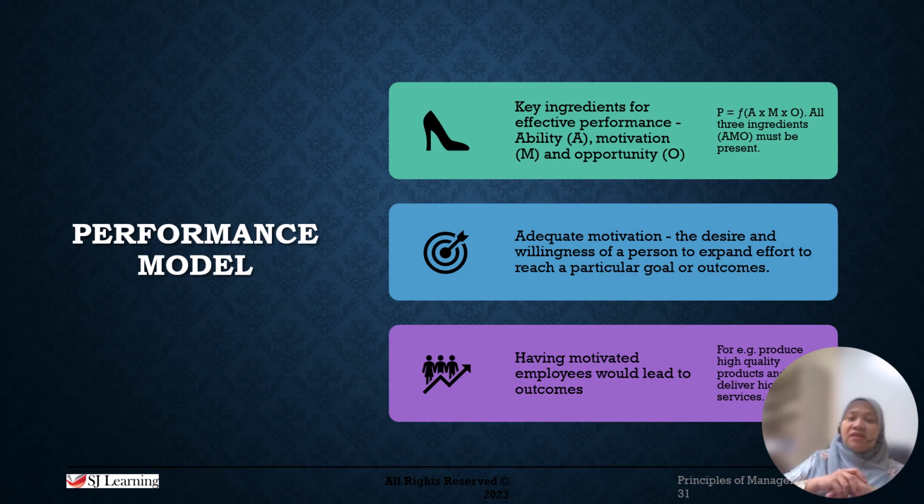So this is the performance model. Key ingredients for effective performance: ability, motivation, and opportunity, or AMO. Adequate motivation is the desire and willingness of a person to expend effort to reach a particular goal and outcome. So having motivated employees will lead to different kinds of outcomes. For example, producing high quality products and delivering very good service to customers or consumers.